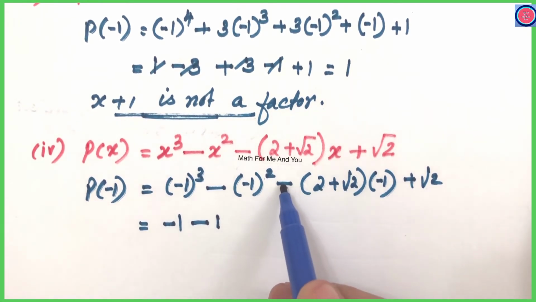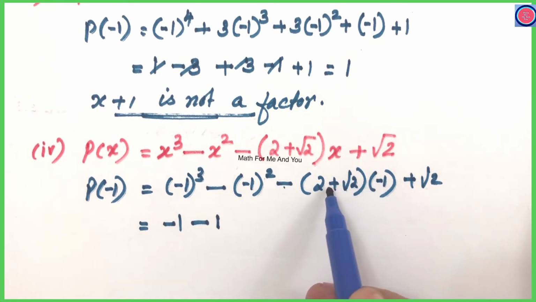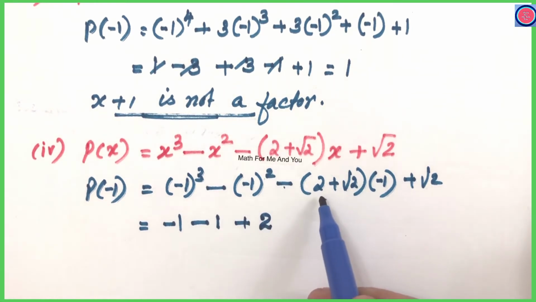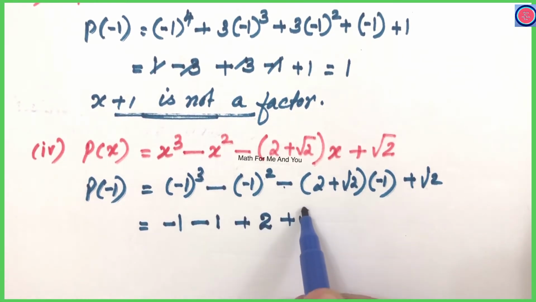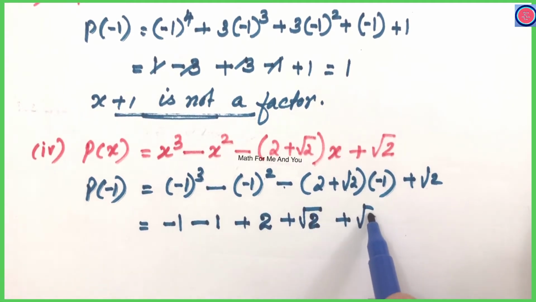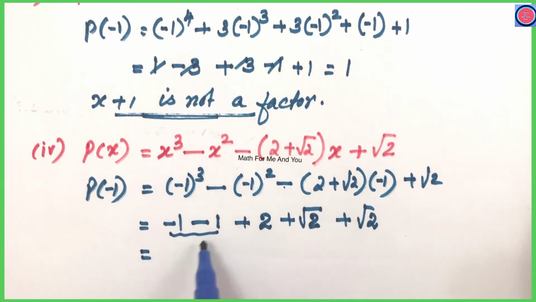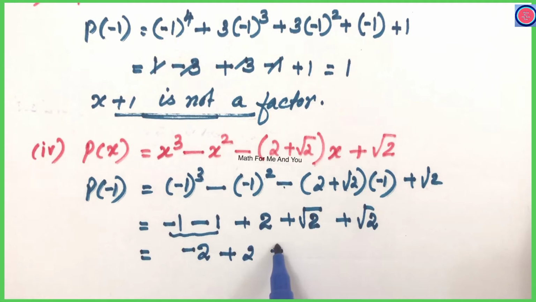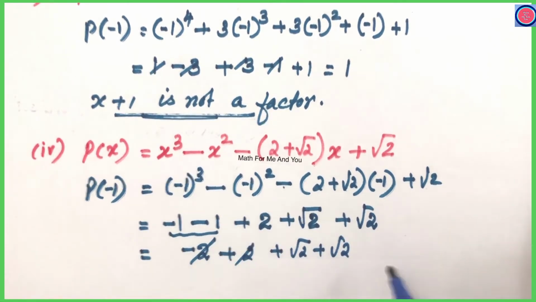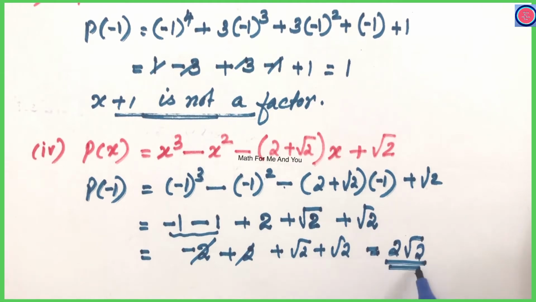Minus, now open the bracket, minus times minus becomes plus 2 plus root 2, because minus times minus changes to plus. Then we have the other term outside the bracket, root 2. Now we can simplify: minus 1 and minus 1, minus 2 plus 2 plus root 2 plus root 2. Minus 2 plus 2 we could cancel. Root 2 plus root 2 equals 2 root 2. See here, p of minus 1 is equal to 2 root 2.